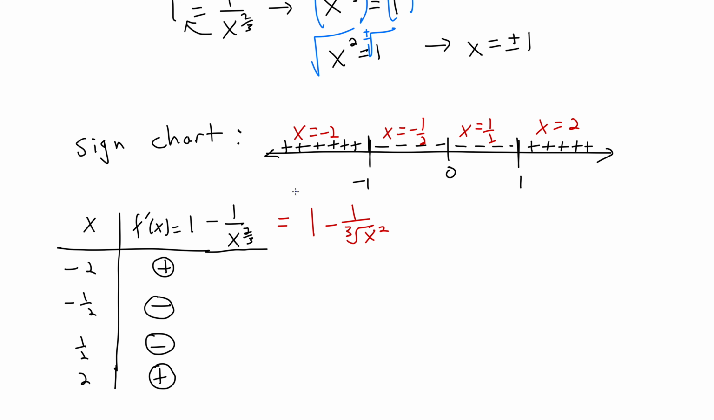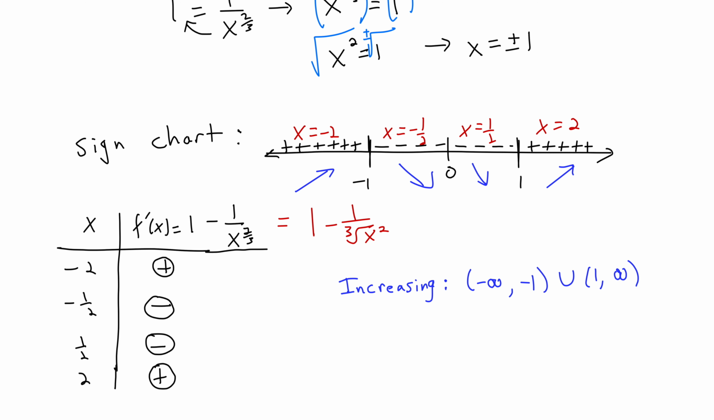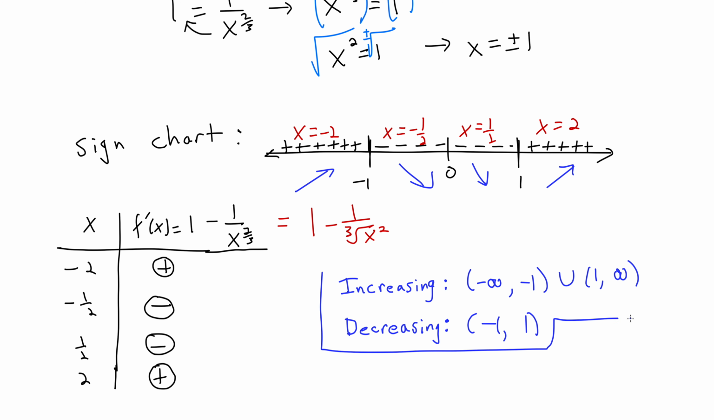Well, it tells us that it's increasing, and then decreasing again, and then increasing. We can write that nicely and say it's increasing on -infinity to -1, union 1 off to infinity. And then it's decreasing on -1 to 1. All right, so that's very useful there. We'll use that for our graph.